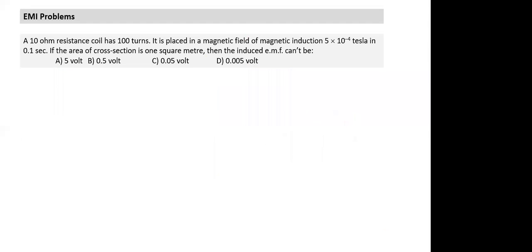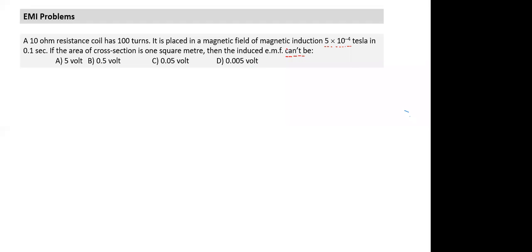Okay, so the next question is this. A 100 ohm resistance coil has 100 turns. It is placed in a magnetic field of induction. The moment I see this, I notice this magnetic field is a uniform field. It's not changing with time, it's not changing with space. It is placed in the magnetic field in 0.1 second. The area of cross section is 1 square meter. Then the induced EMF can't be.